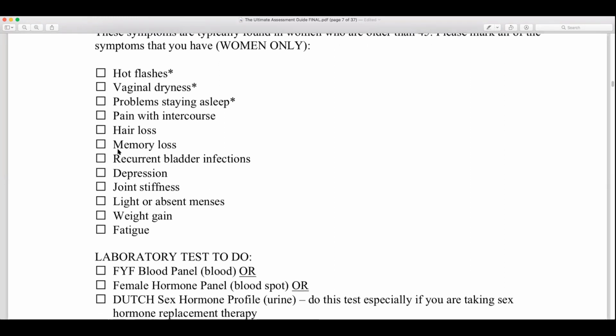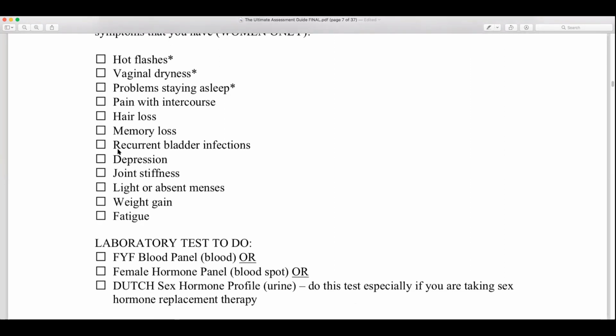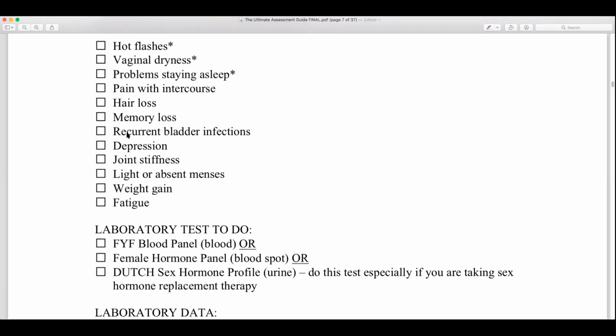Memory loss. In fact, there's a big correlation between low estrogen and Alzheimer's, early Alzheimer's, so it's a very important component of that. Recurrent bladder infections. This has to do with the fact that there are muscles on either side of the bladder neck, coming out of the bladder and going out into the outside world, that are estrogen sensitive, where if you don't have estrogen there, it causes that neck to kink. And oftentimes that's when women will get recurrent bladder infections, or they'll have stress incontinence, where they'll laugh or they'll sneeze, and they will dribble.